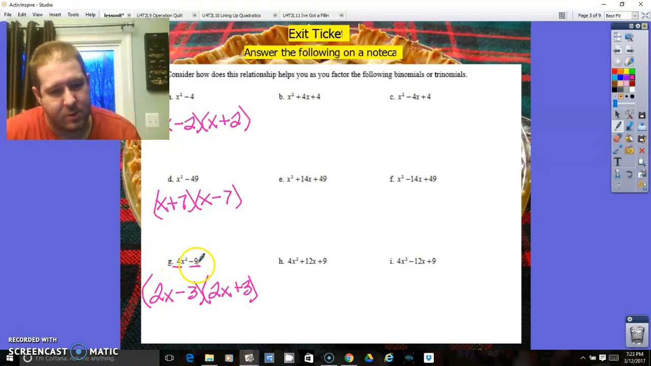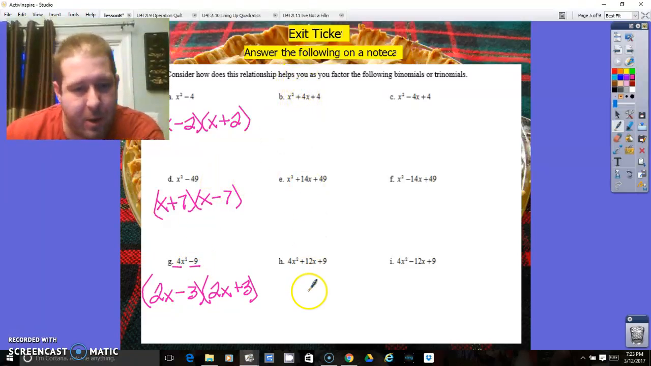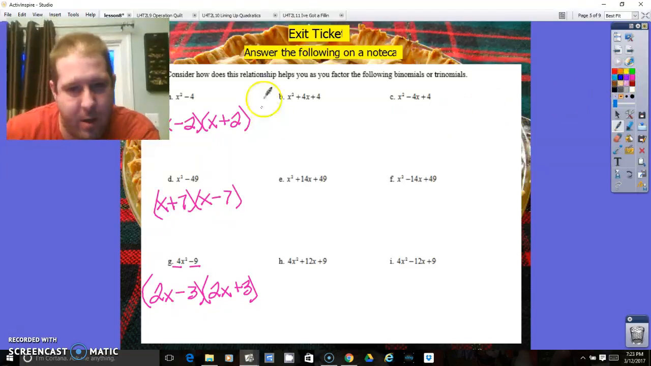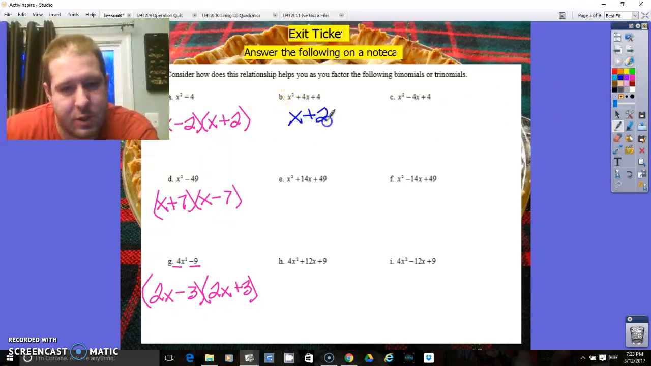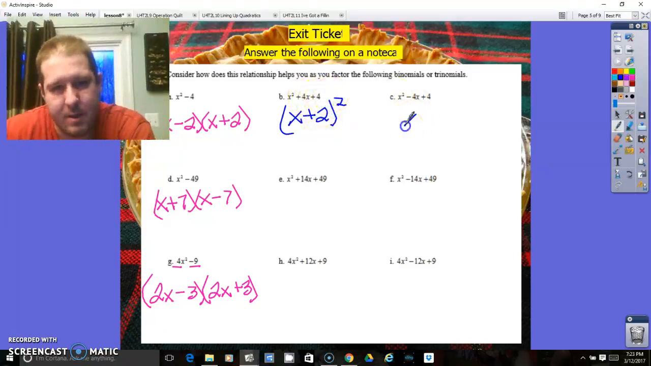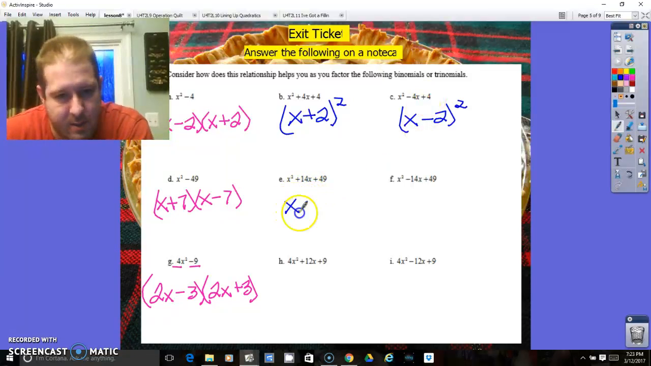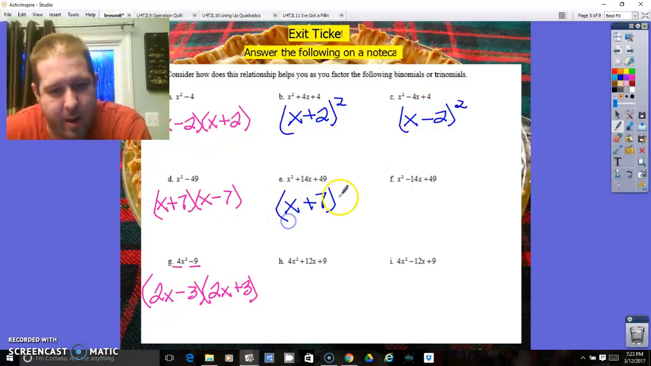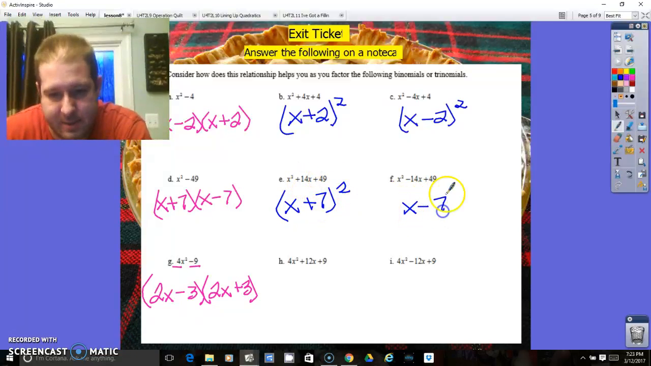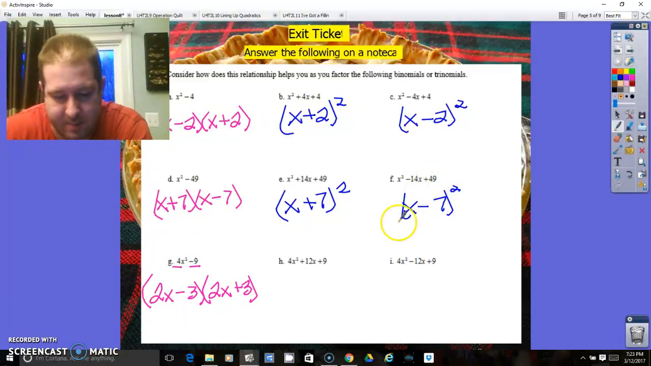2x is the square root of 4x squared, and 3 is the square root of 9. All right, so part B over here, I'm going to go straight down again for this row as well. So this is going to be an x plus 2 perfect square. Notice that you're doubling this number and putting it in the middle, and you're multiplying it by itself to get this. This is going to be an x minus 2 square, also a perfect square as well. Plus itself times itself. This is going to be an x plus 7 square, plus itself times itself. This is going to be an x minus 7 square, plus itself times itself.